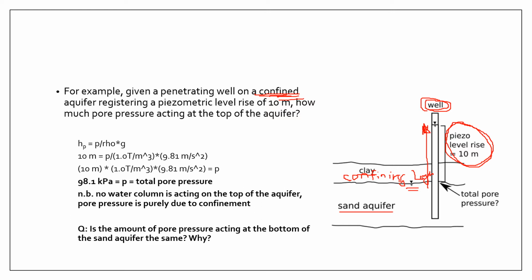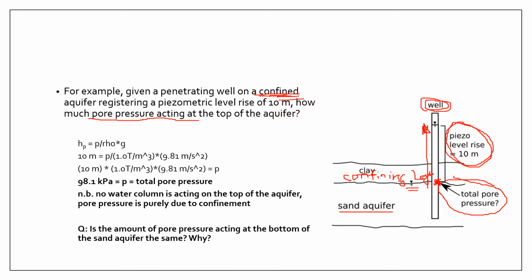So from this given, how much pore pressure is acting on the top of the aquifer, or rather at this point? What is the total pressure acting on this point at the top of the aquifer given this piezo level rise of 10 meters?